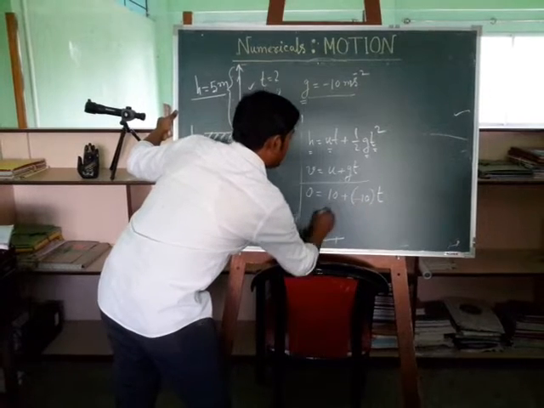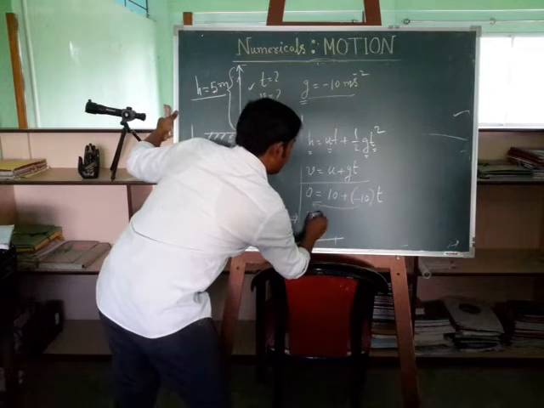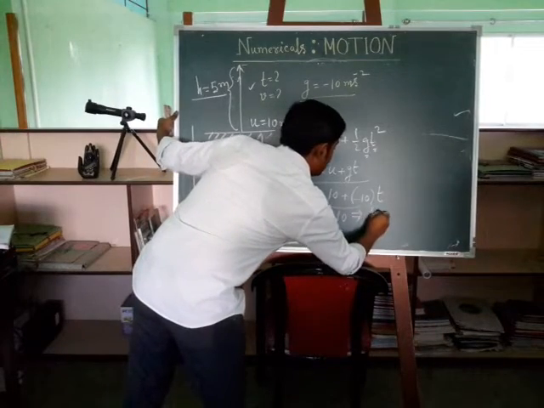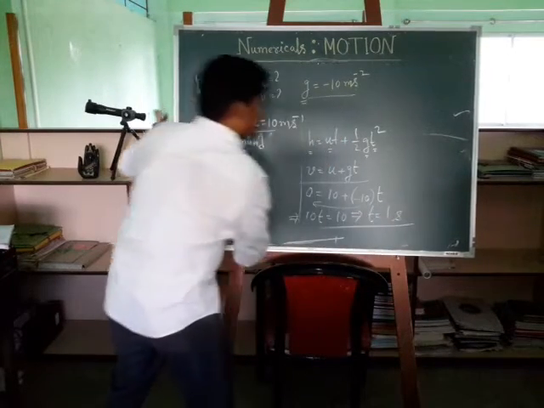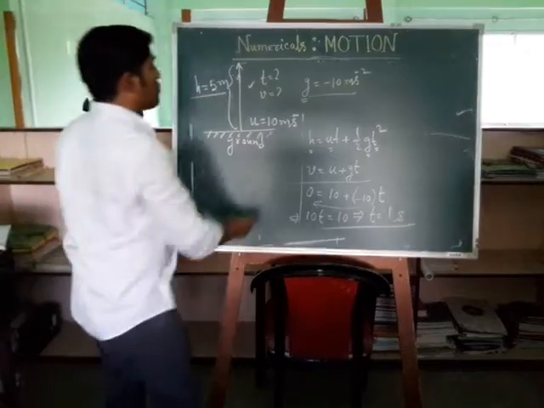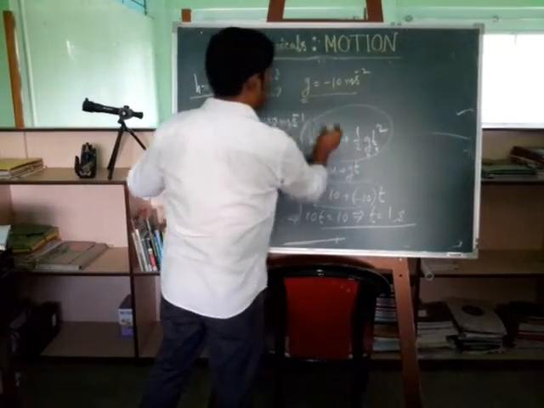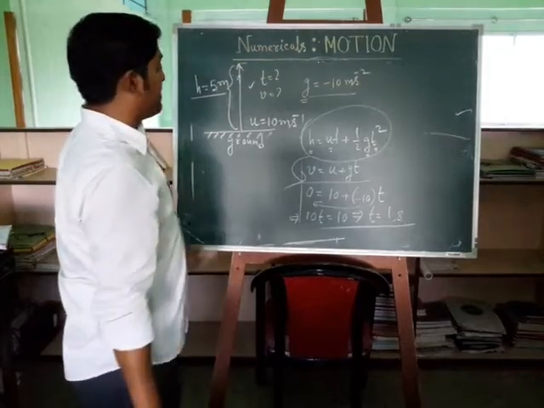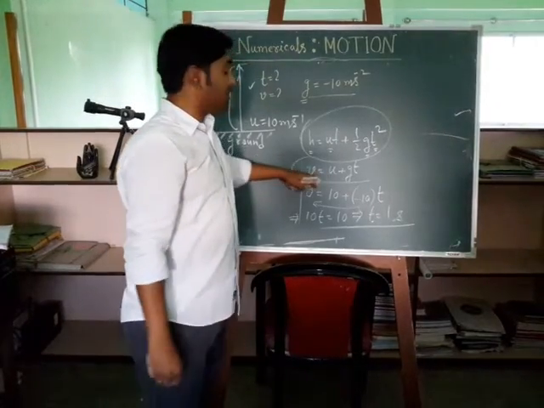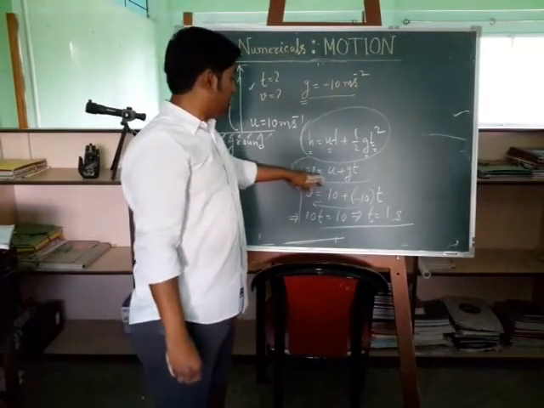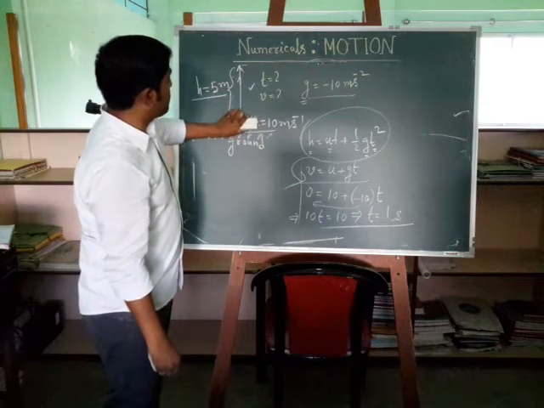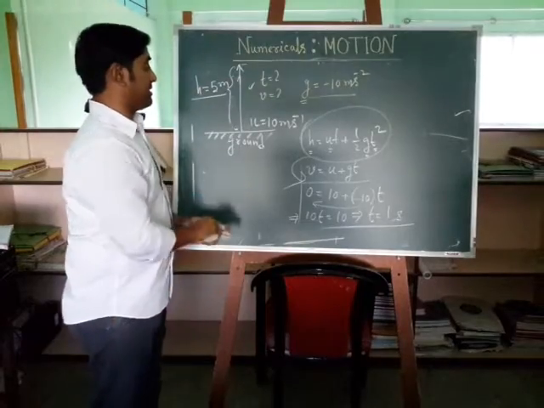So you bring this here, so 10t equals to 10, implying t equals to 1 second. So see, we could have used the second equation of motion, but we can solve it much more easily if we use the first equation of motion, v equals to u plus gt. So the time the object will take to go from the ground to the highest point is 1 second.